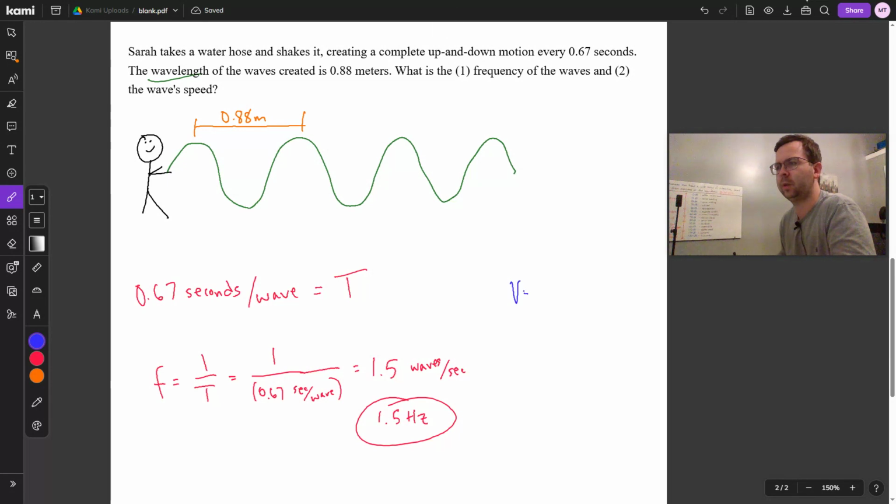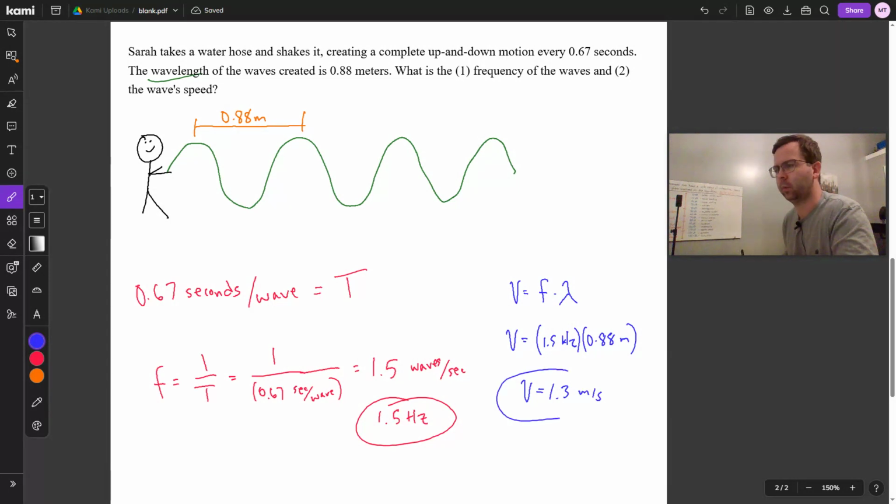So again, wave speed is frequency times wavelength. The frequency we just found to be 1.5 hertz, and the wavelength is 0.88 meters. So we're going to multiply those two together, 1.5 times 0.88. That's 1.32, and we'll round it to two significant figures, so that's going to be 1.3 meters per second for the wave's speed. So that's all I've got for you in this video.